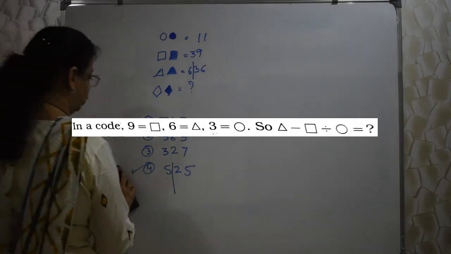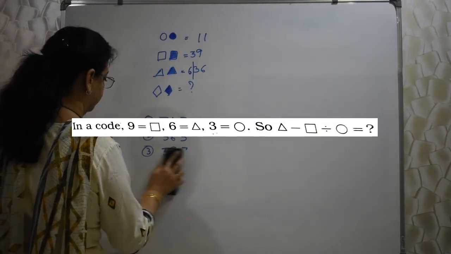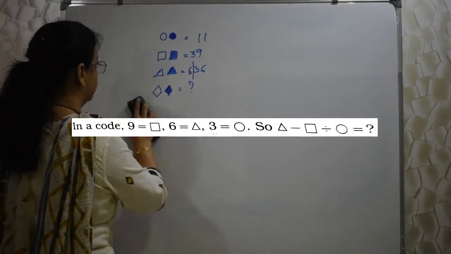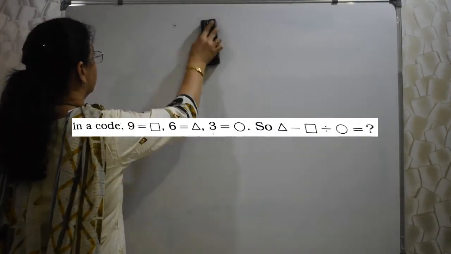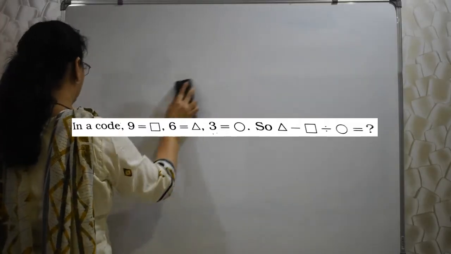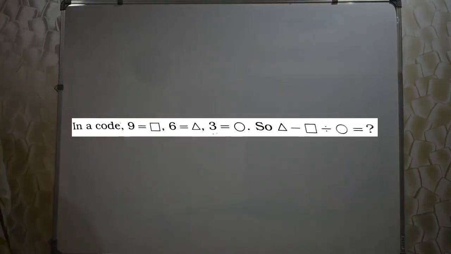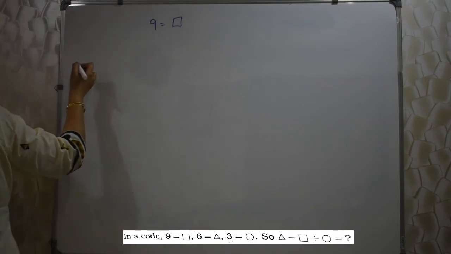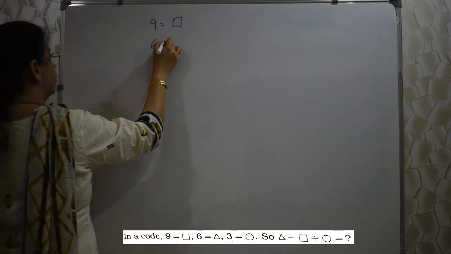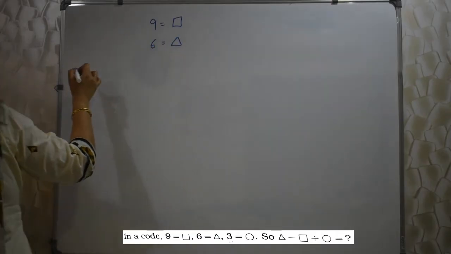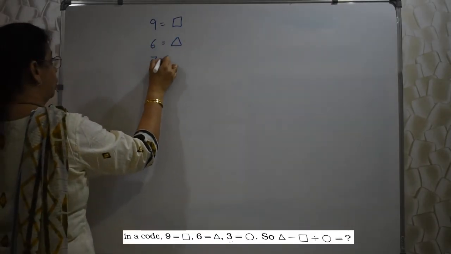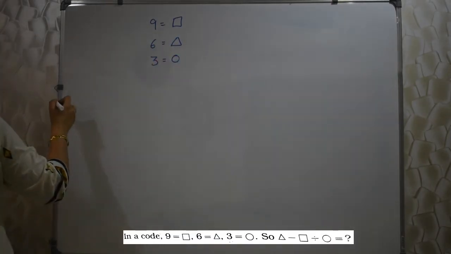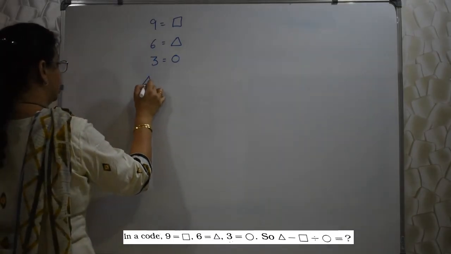Read the question properly. What have they given us? 9 is equal to box, I mean square. 6 is equal to triangle. 3 is equal to circle. What are they telling us to find out?